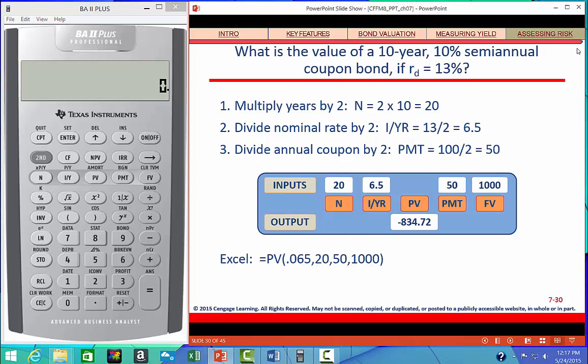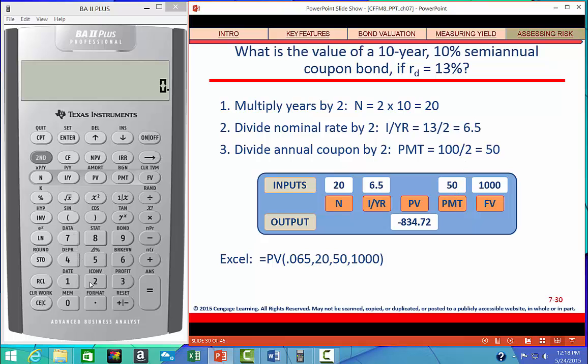So here's an example. We've got a 10-year, 10% semi-annual coupon bond, and the market interest rate is 13%. So instead of 10, we'll multiply 10 times 2, which is 20. Instead of 13, we'll say 13 divided by 2, which is 6.5. And then instead of a $100 payment, we'll divide it by 2 and we'll put in a $50 payment.